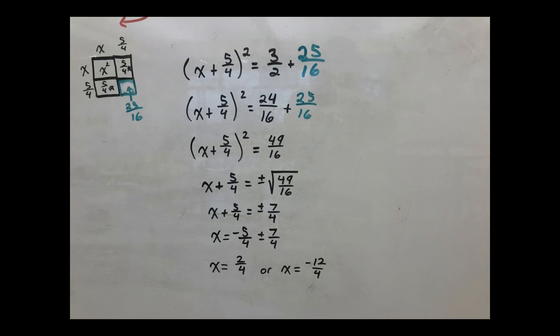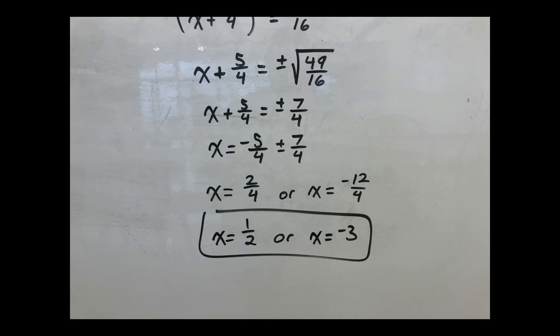So negative 5 plus 7 is 2, so we've got x equals 2/4, or negative 5 minus 7 is negative 12, so we've got x equals negative 12/4, and therefore the solutions to this equation are x equals 1/2 or x equals negative 3. So once again, we just did the same exact process as we've been doing before, except that we started off by dividing everything by the leading coefficient, which did lead to some fractions, but that's okay, because fractions happen. Thank you.